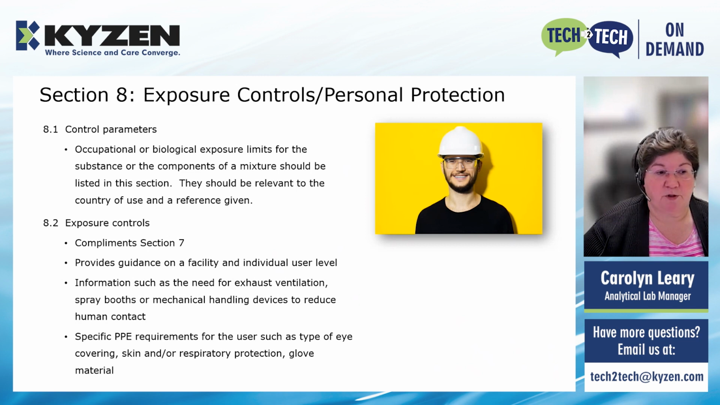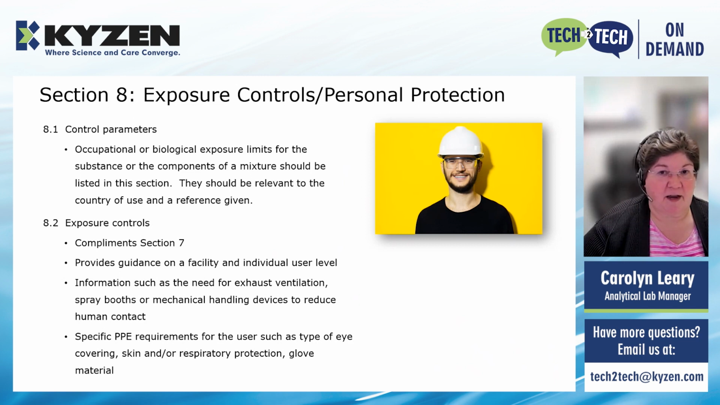8.2 are the exposure controls. This again should complement your section 7 as far as storage and handling. It provides additional information to the facility and for the user on an individual level. Here you'll find things such as is a ventilation exhaust needed or required? Should the product be used in a spray booth or with special handling devices so that it can reduce human contact? And lastly, are there specific personal protective equipment requirements?